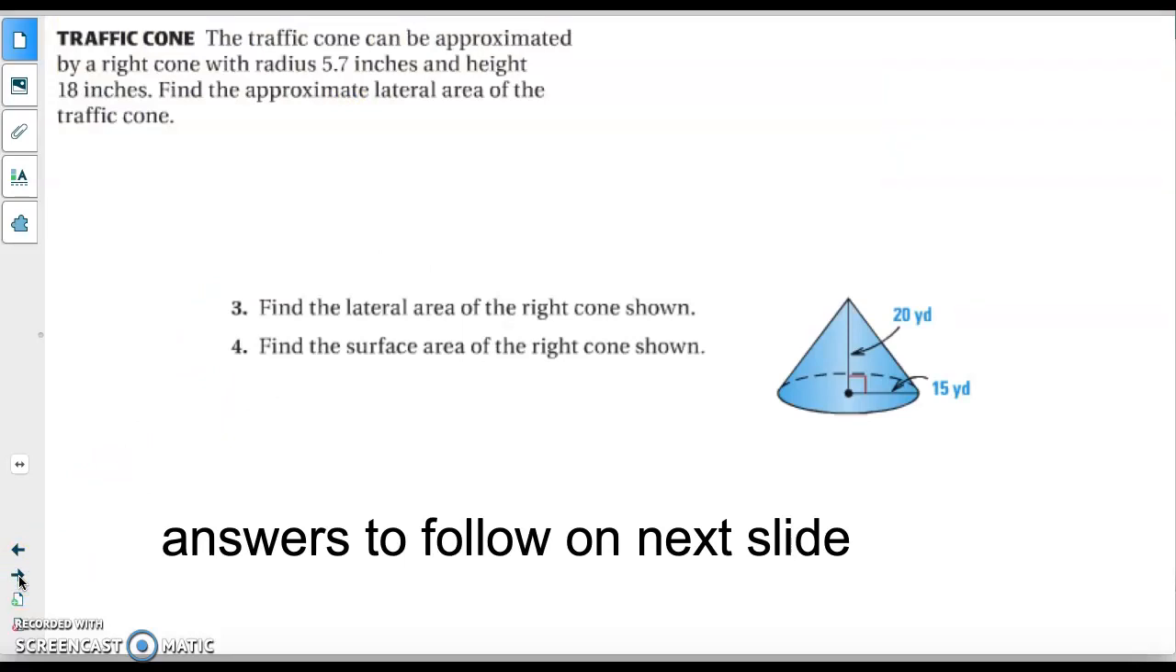So here's a few more questions. There are 3 of them. I'd like you to pause here and try to do these 3 on your own, and then we'll go through and look at the answers on the next slide.